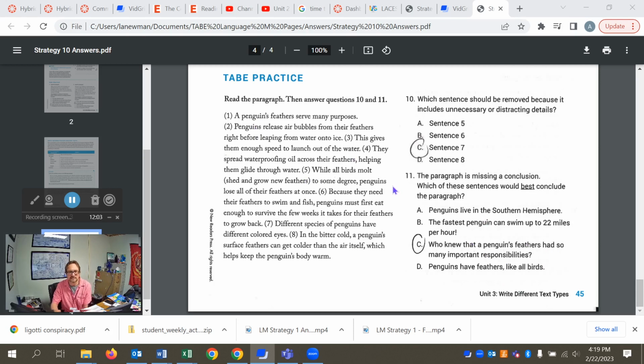Okay, so that ends strategy 10. That actually ends the instruction for TABE Language M. You'll have a couple more videos to watch. The next one after you do the Unit 3 review, and then you'll have a longer one that goes over the final practice test after you do that. But we're almost at the end.